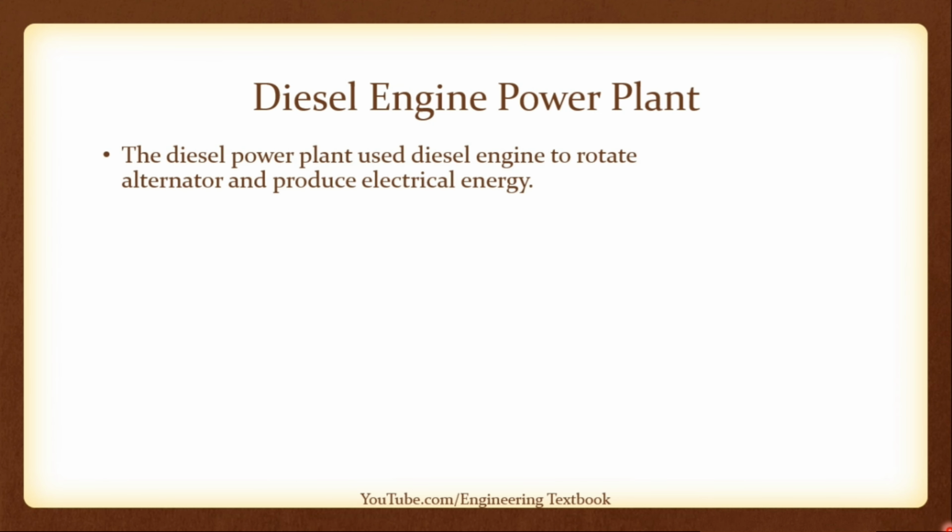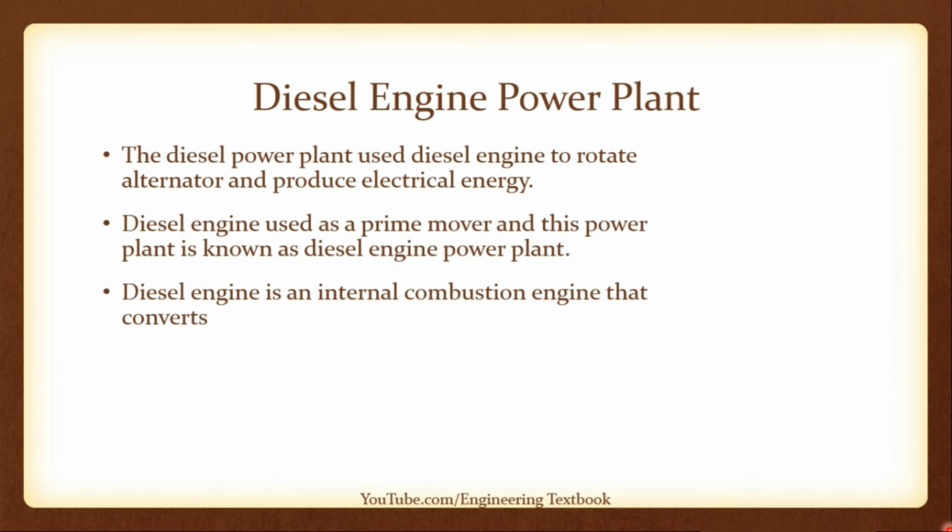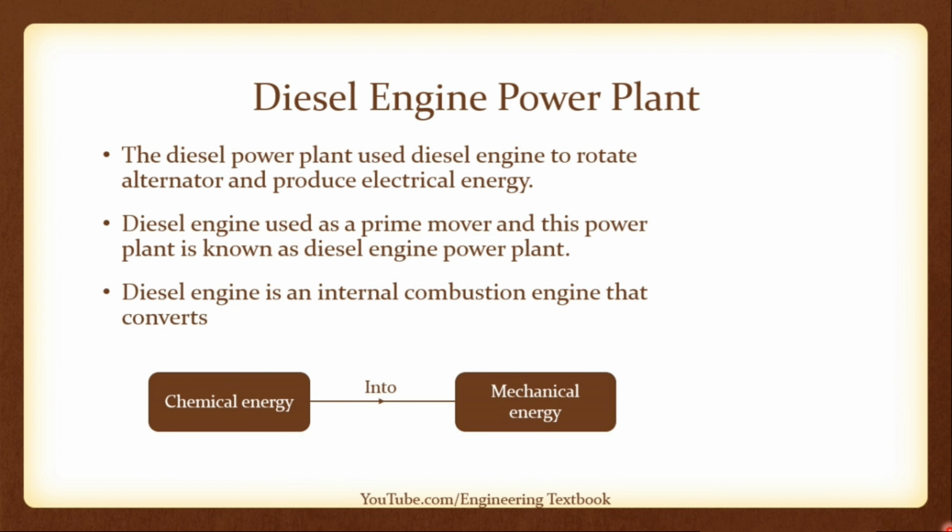The diesel engine power plant uses a diesel engine to rotate an alternator and produce electrical energy. The diesel engine is used as a prime mover, and this power plant is known as a diesel engine power plant. So first, let us understand the diesel engine. A diesel engine is an internal combustion engine that converts chemical energy into mechanical energy.